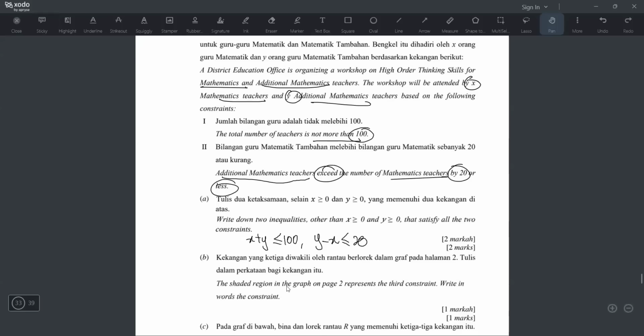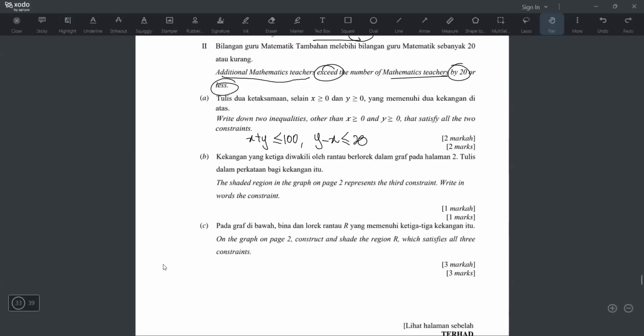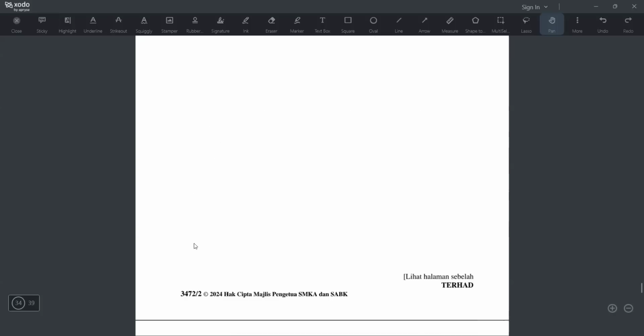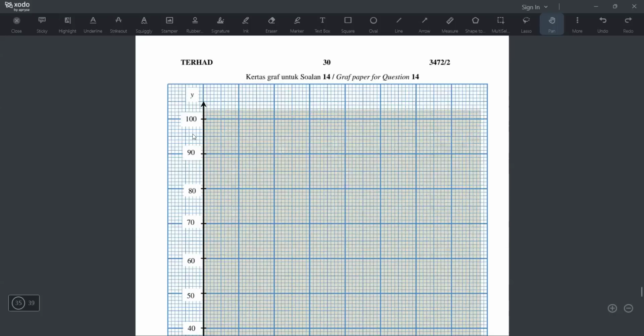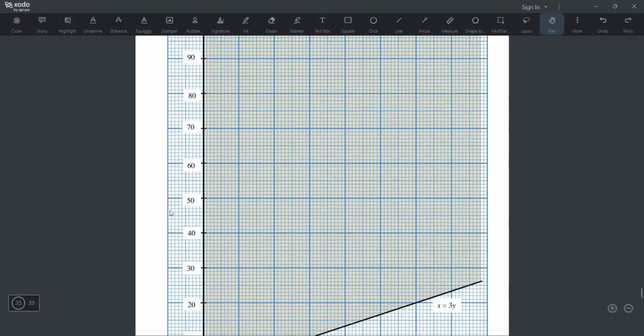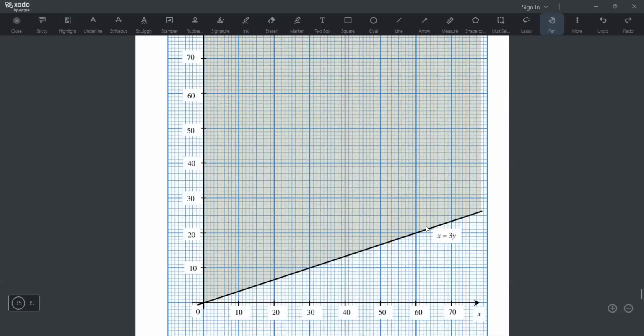Okay, sudah siap. D, shaded region in the graph on page 2 represents the third constraint. Write inwards the constraint. Okay, let's look at the graph. Shaded region in page 2. Okay, let's go. So shaded region. Okay, I think it's talking about this lah. Oh, dia sudah lukis satu garisan untuk kita, and dia sudah lorek kawasan lorek untuk ni. Okay, so I can see that this is X equals 3Y.